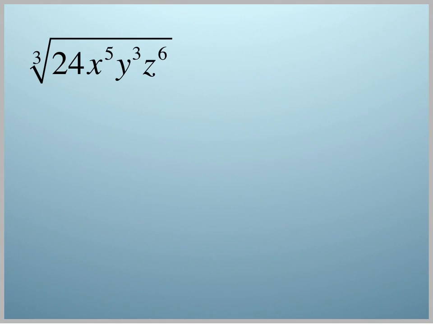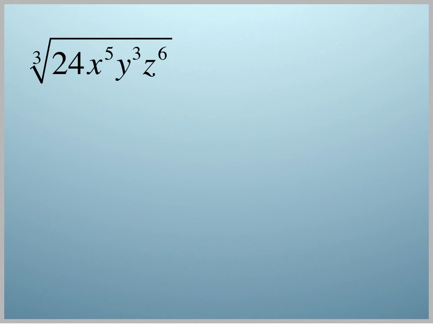Alright, in these examples, you're going to be asked to simplify the radical as much as possible. So the first thing you want to look at is what is your index. My index is a 3. So that means I need 3 of the same number or 3 of the same variable in order to bring it out of this radical.